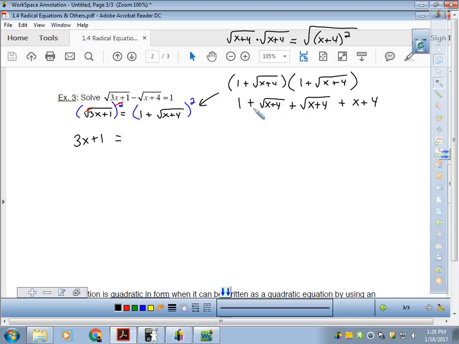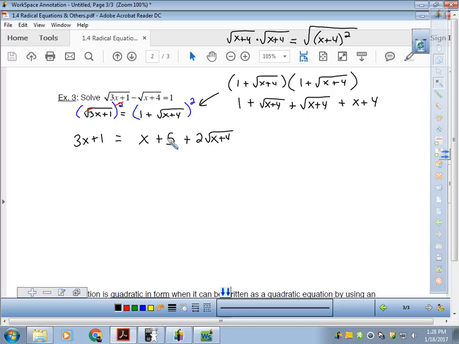So if we combine like terms, we end up with x, which comes from this. We have a 1 and a 4, so that makes a positive 5. And then we have 2 of these square roots, so it's plus 2 square root of x plus 4. So there's where we're at after squaring. But here's our issue. We still have a radical. We still have a square root. So we need to isolate it.